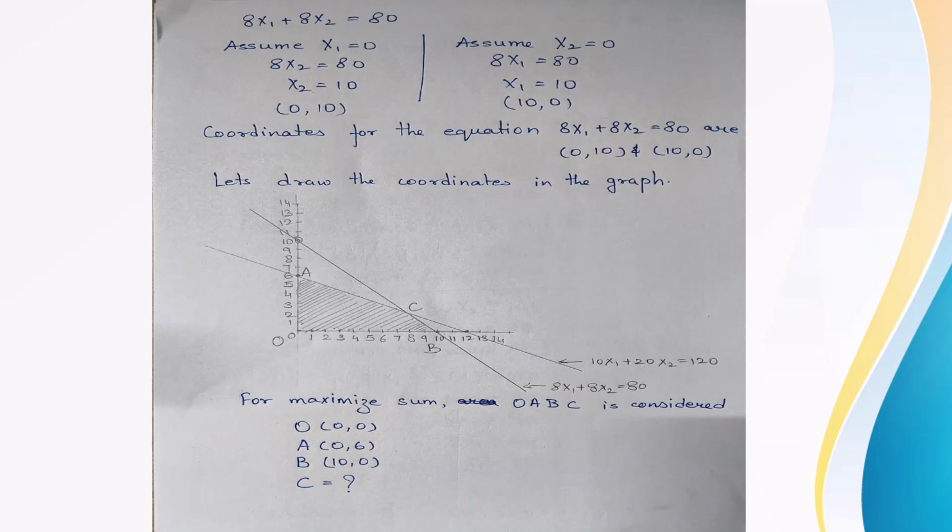Now we have two equations and we have the coordinates of both equations to draw on the graph. So we draw a graph. Okay, here on the x-axis I have marked up to around 14 and on the y-axis 14. So let's see, the first equation is 10x1 + 20x2 = 120. The coordinates were (0, 6) and (12, 0). So (0, 6) I have pointed and then (12, 0), and I have drawn a line connecting both the points. Right?